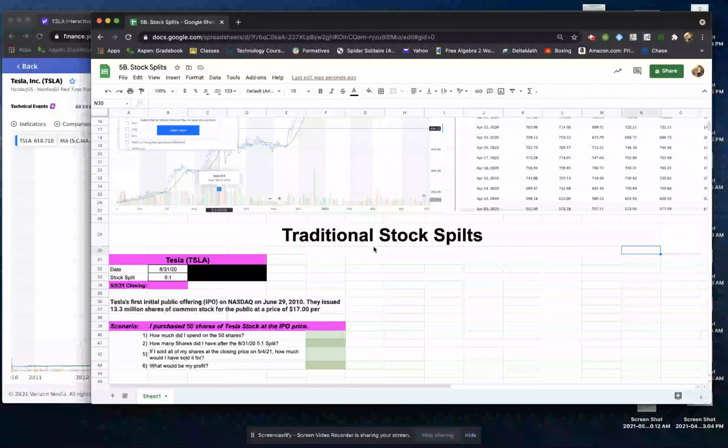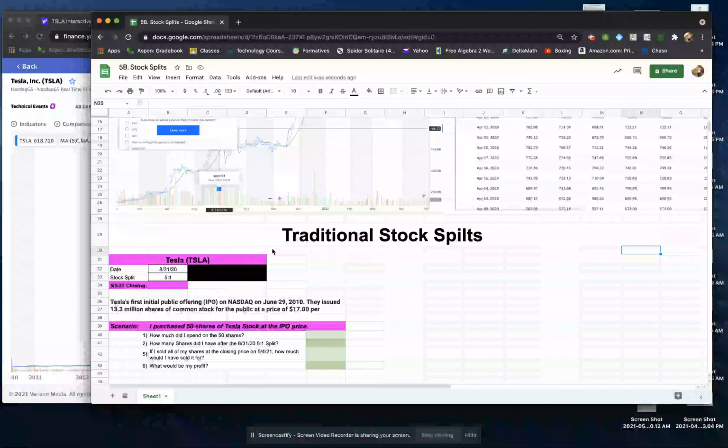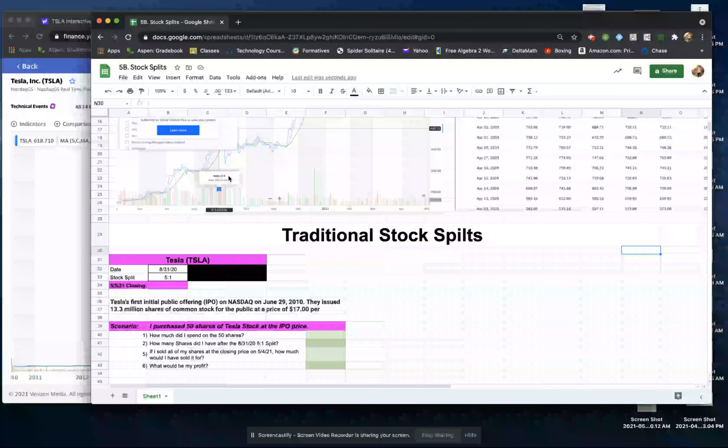And all of these are going to be traditional. There's not a reverse one in them. So looking at Tesla, they had one stock split that they've offered for the lifetime of Tesla, and it happened on August 31st, 2020. They offered a 5-for-1 stock split. That's how they write it, see, 5:1.